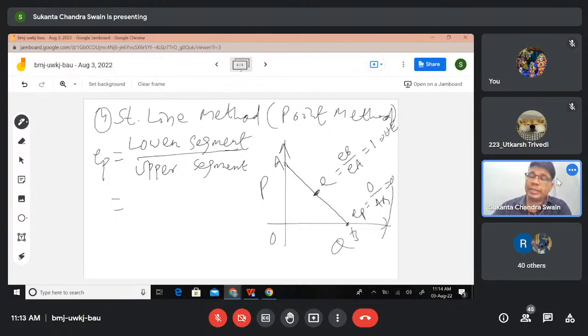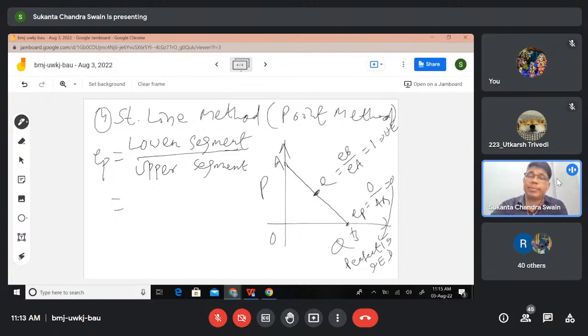That is perfectly inelastic demand. Okay? Because point B is dividing the line in such a way that the lower part is nothing, and the upper part is the entire demand. So 0 by AB.